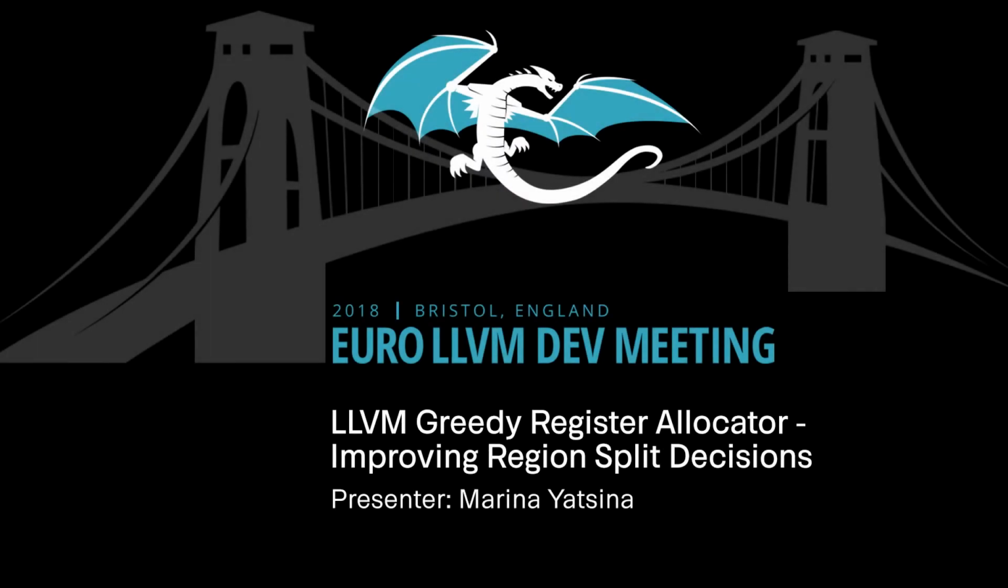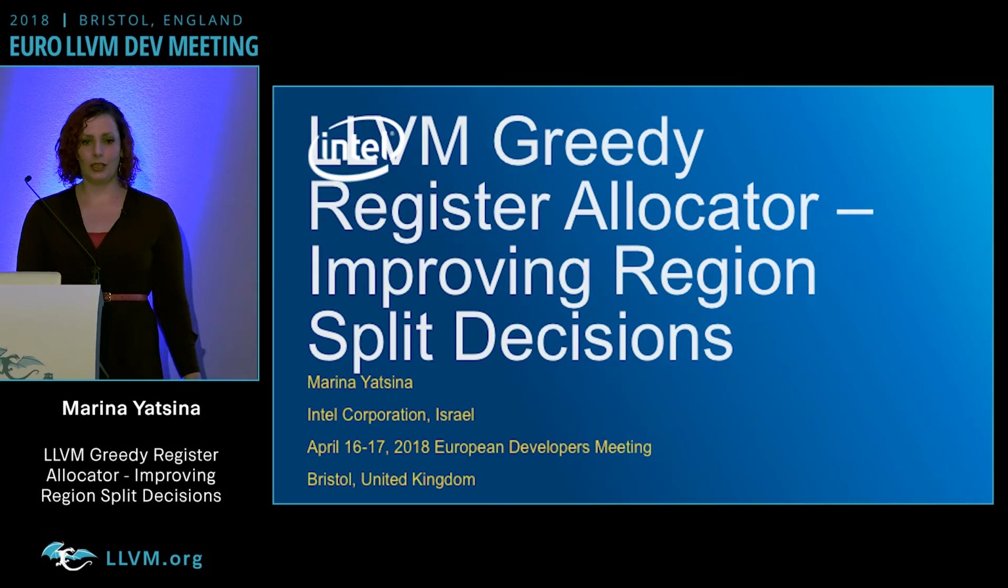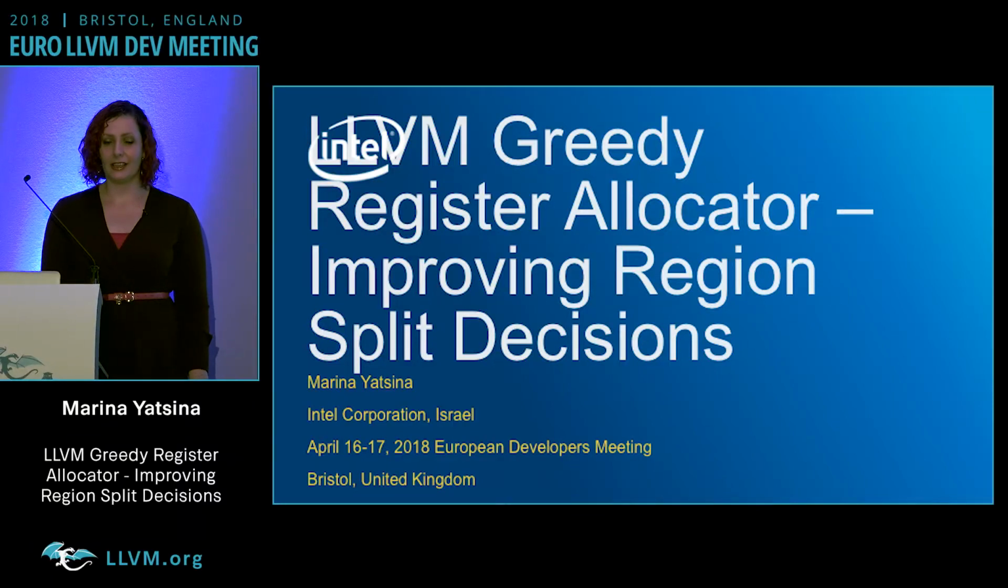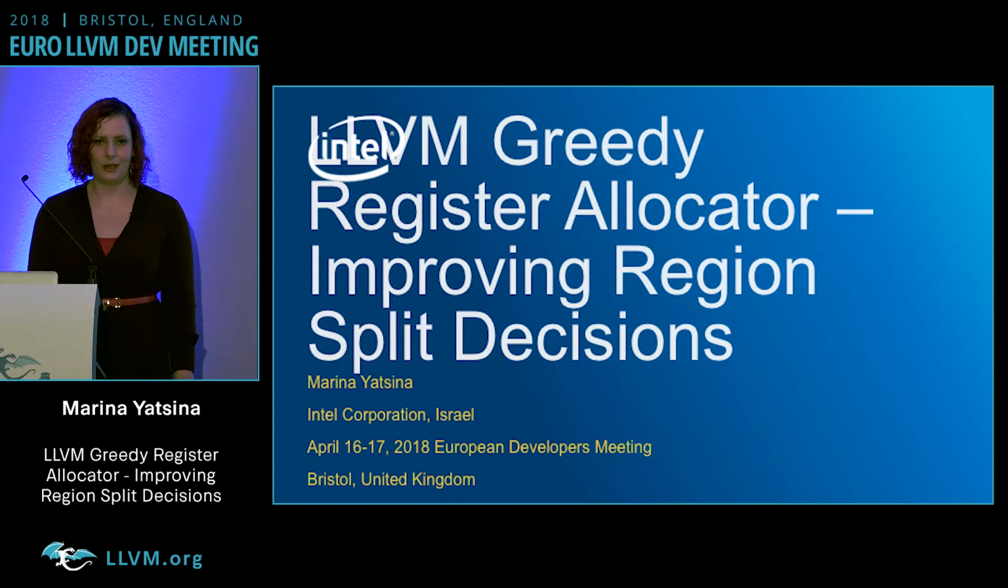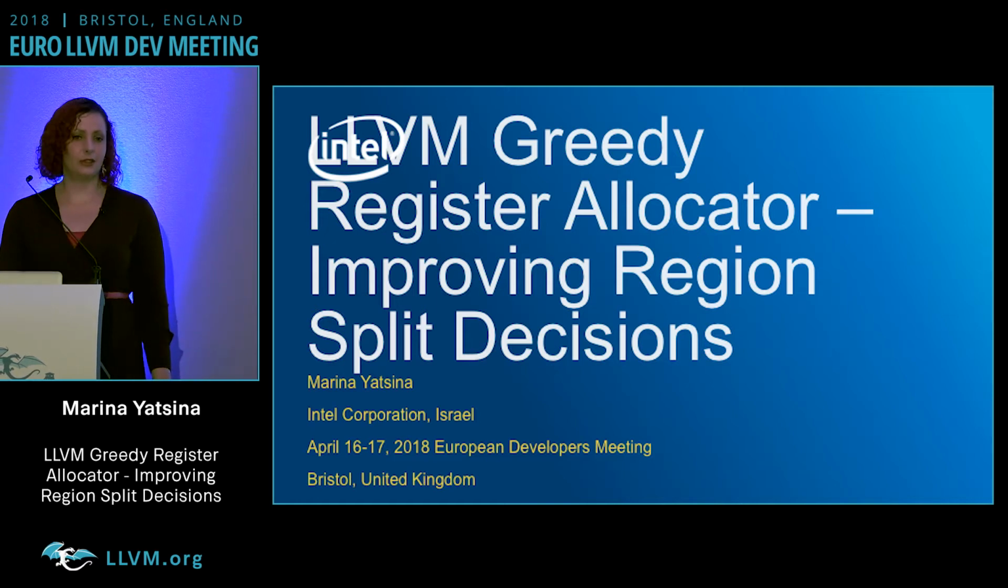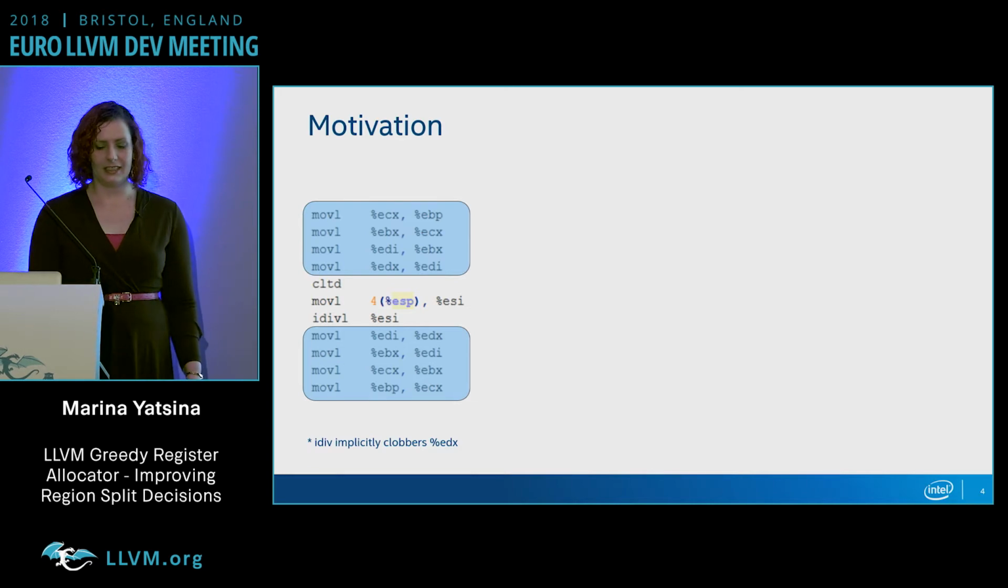I'm from Intel Israel, part of the compiler team working on LLVM-based compilers. Today we're going to talk about the LLVM Greedy Register Allocator, which was introduced in 2011, and how we can improve the region split decisions that it makes. Now let's start with a motivating example.